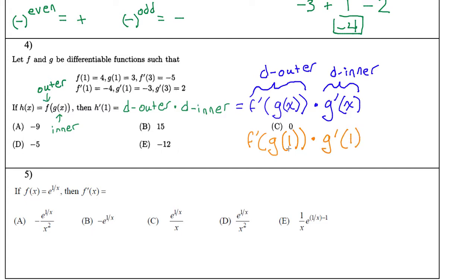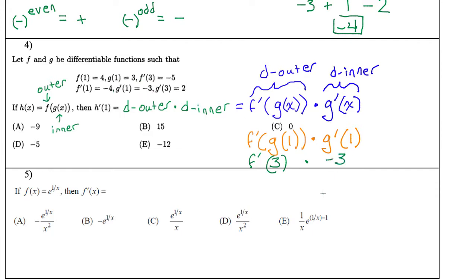Let's go ahead and simplify this stuff on the left first. What is G of 1? I'm dealing with just this inner right here. We'll come back over here. G of 1 is 3. So this turns into F prime of 3 times, well, what's G prime of 1? Come back over here. G prime of 1, there you are. G prime of 1 is negative 3.